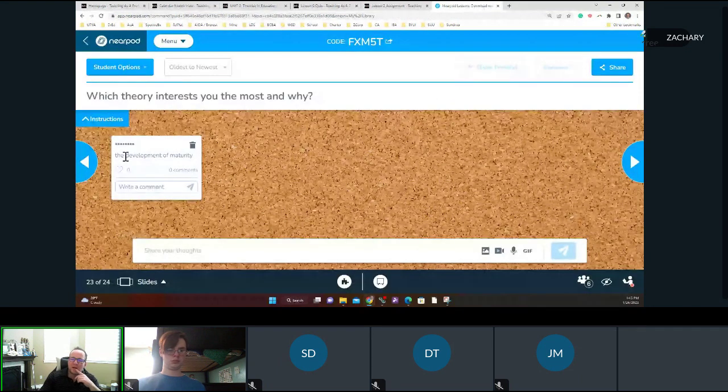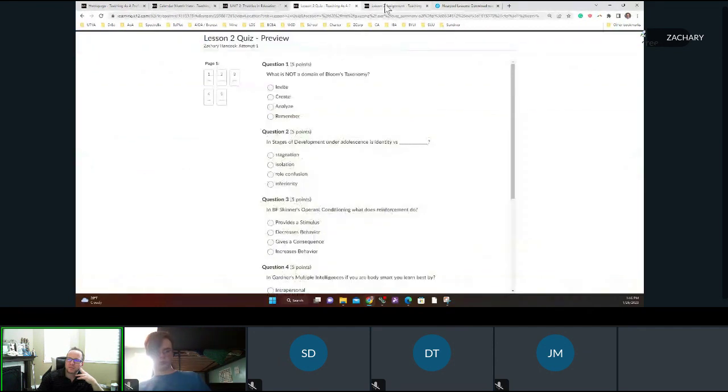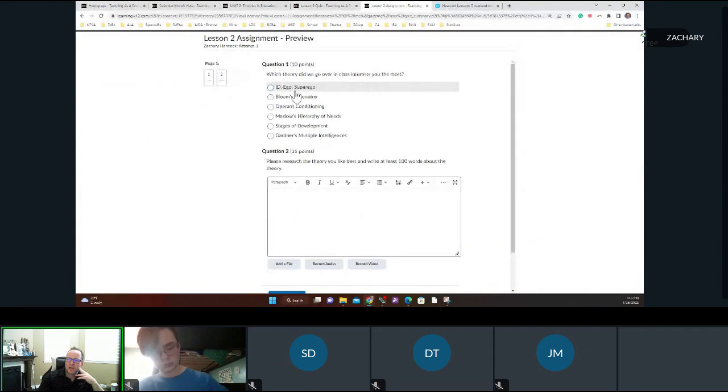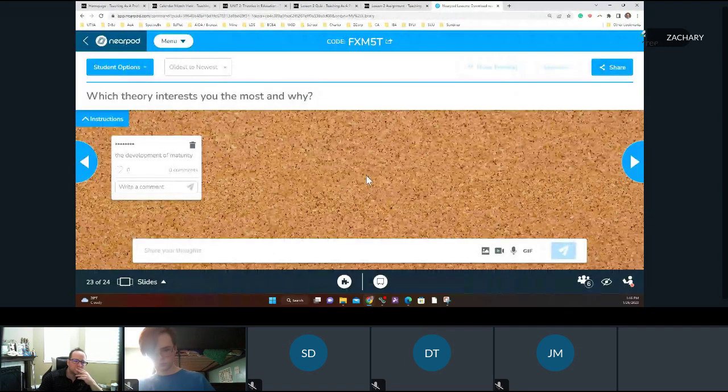Okay, so somebody put the development of maturity, okay? Yeah, the one we talked about with the different stages of life. So I like that one. Any other ones that you guys are interested in? They are all right here. So we've got the id, ego, superego, Bloom's taxonomy, operant conditioning, Maslow's hierarchy of needs, stages of development, and Gardner's multiple intelligences. Any other thoughts, guys?